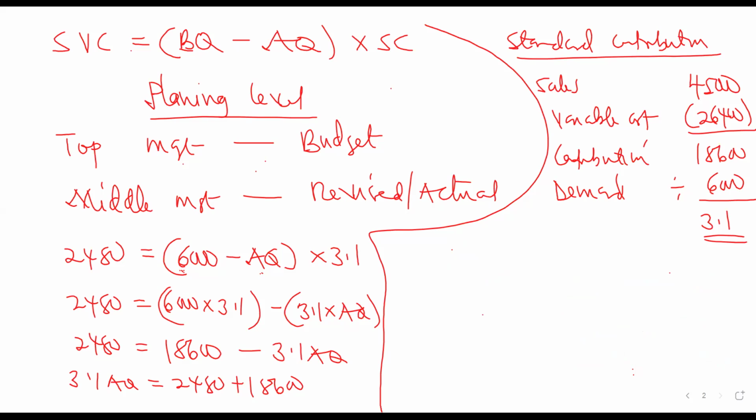All right. So this should not be negative. We need to have negative 2480 plus the 18,600. So we have 3.1 AQ is equal to, what are we having?